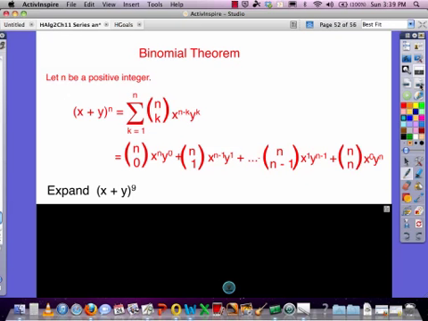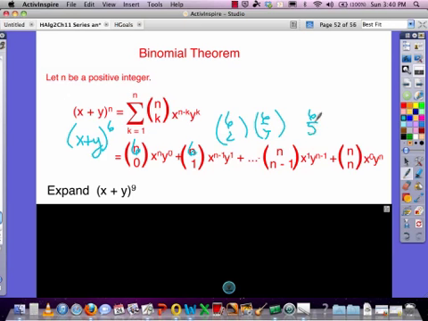So take a look here. Whatever n was, and in that last example, remember I had x plus y to the sixth, and I started off with a 6 over 0, then this would have been a 6 over 1, then a 6 over 2, and a 6 over 3, and a 6 over 4, and a 6 over 5.